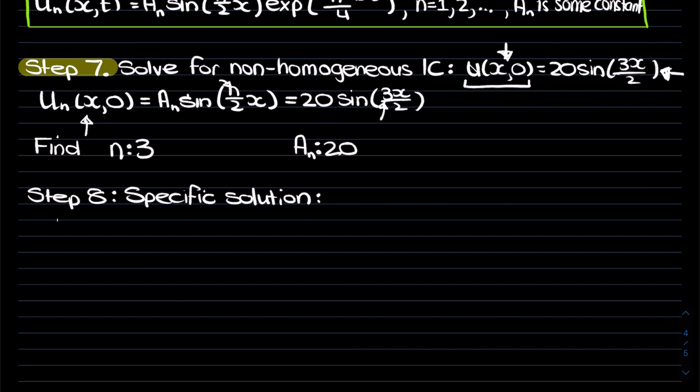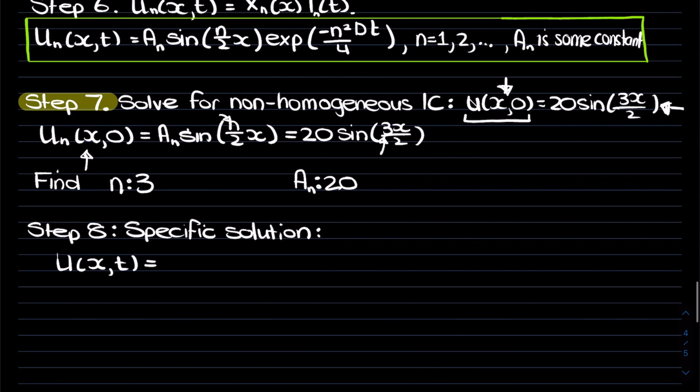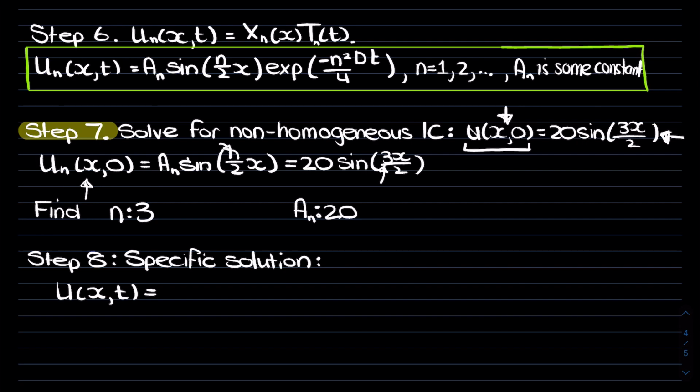We have u, and it's no longer u of n because we know what n is now. So it's just u of x of t is equal to, if we go back up here, we just plug in everything that's up here, but we plug in what a of n is and n.